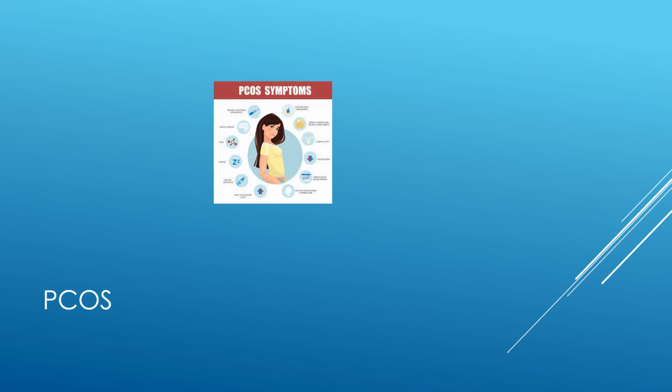PCOS symptoms, well, there are a lot of them. It's the leading cause of infertility in women. And symptoms are being overweight, very heavy periods, very painful periods, irregular periods. All of those things, and hair on the face, hirsutism.